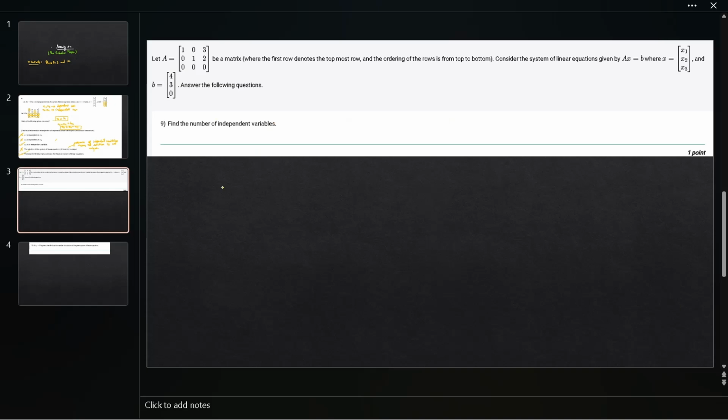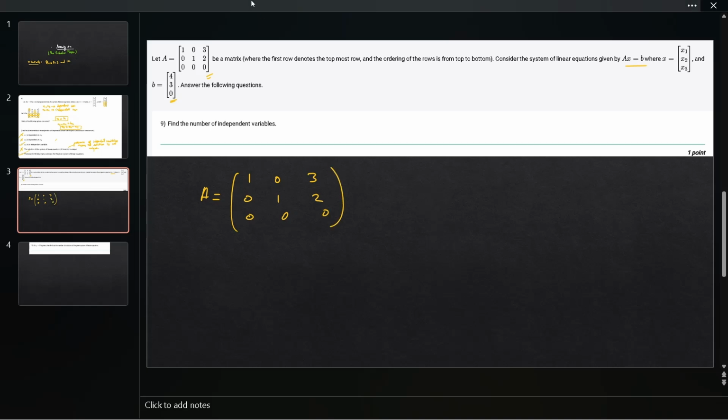Okay. Moving on to the next question. Questions number 9 and 10 are based on this common data, where A is a matrix and we consider the system of linear equations given by Ax equal to B, and B is the known vector. Now answer the following questions. Find the number of independent variables. To find the number of independent variables, we need to change A into the RREF form. Here we can observe that A is already in RREF form: 1, 0, 3, 0, 1, 2 and 0, 0, 0. This is already in RREF form because this is our first pivot and this is our second pivot.